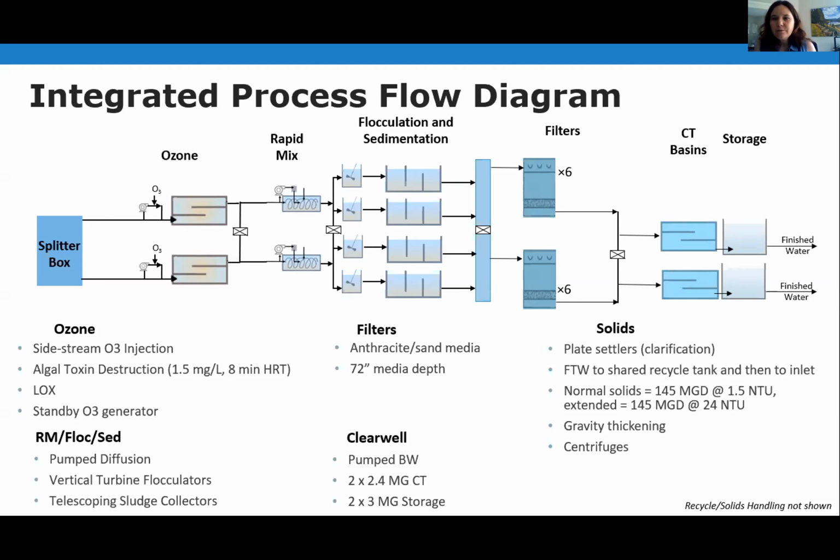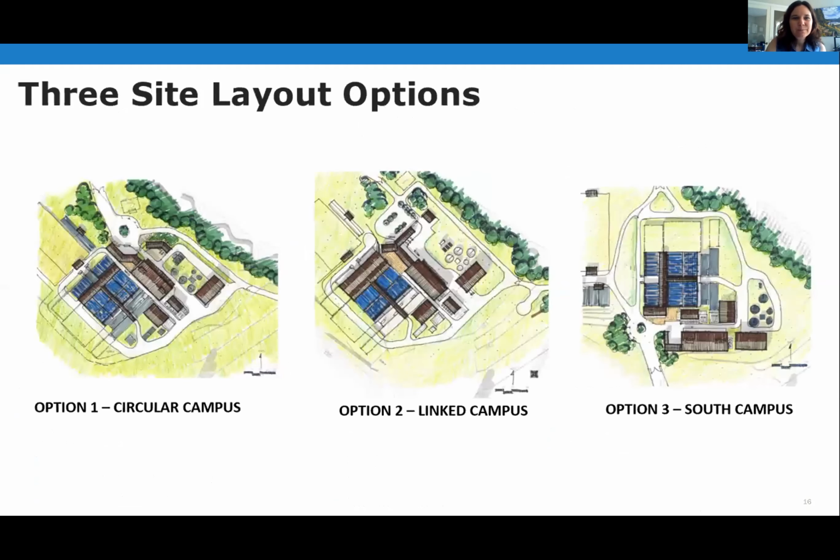The filter to waste will go back to a shared recycle tank and then to the inlet. And we're sizing our solids handling to handle normal solids produced at our max rate of 145 MGD and 1.5 NTU. But we're also making accommodations to run at extended periods of time at 145 million gallons per day at a higher NTU of 24 NTU. We're gonna have gravity thickeners and also centrifuges. All right, so that's how we're gonna make the water.